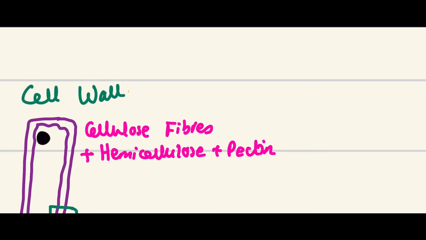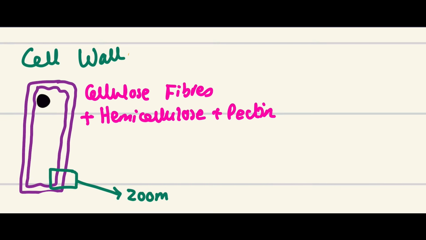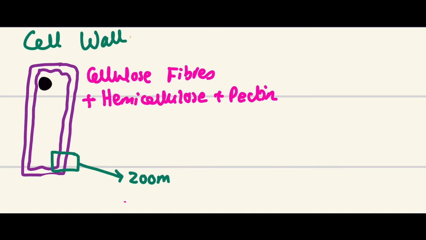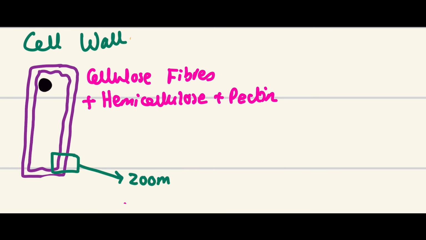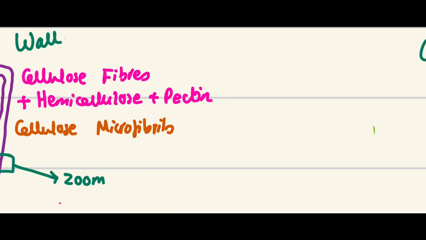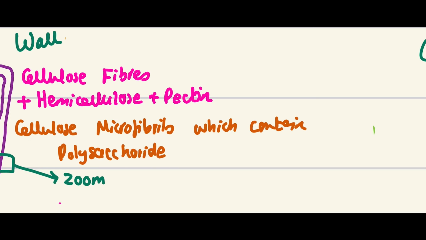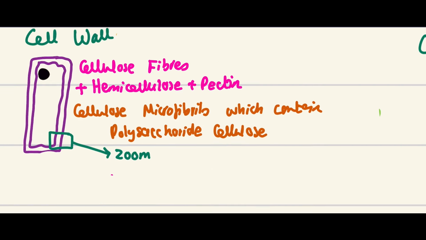ठीक है, if I talk about my cellulose fibers, there's a really common question that comes in your paper too, which is that describe the cell wall structure in relation to the cellulose that is present over there. ठीक है, so इसका answer ये है कि हमारे पास cellulose microfibrils होते हैं. I'll explain this in a second. ठीक है, which contain polysaccharide cellulose. थोड़े से हम लोग अभी limited हैं, we can't go into a lot of detail, but just like I mentioned, important topic for your आगे के exams, and I'll be making a video on it as well.